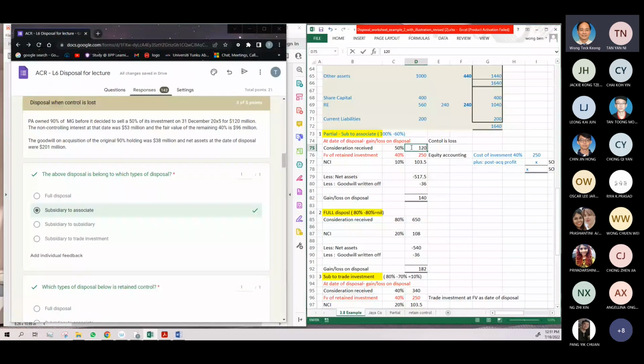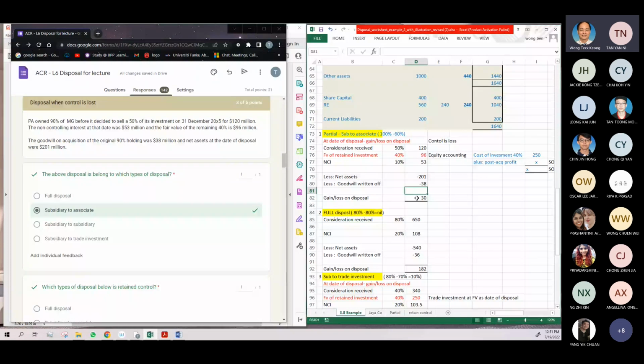So NCI is 53, they're saying. So the fair value of the remaining 40% is 96. So I use the Excel here. So the goodwill originally is 38. So net assets disposal 201. So minus net assets 201. Goodwill you write off because it is no longer your subsidiary, 38. The gain/loss is 30.